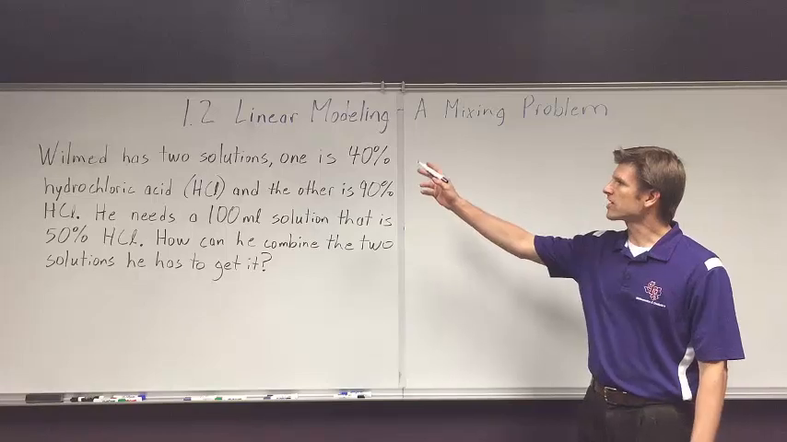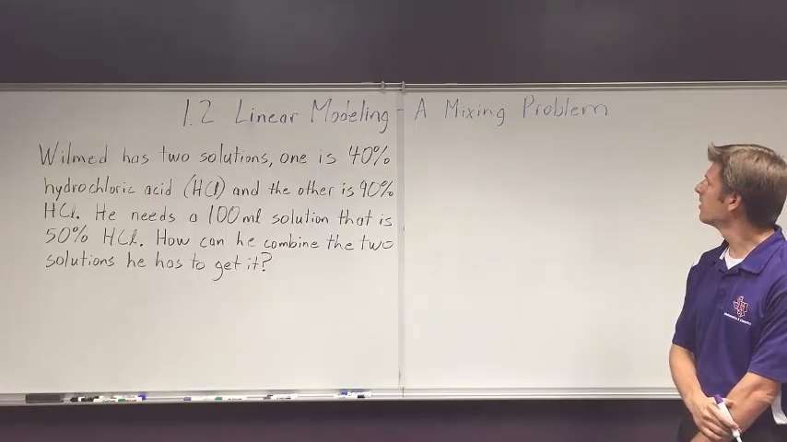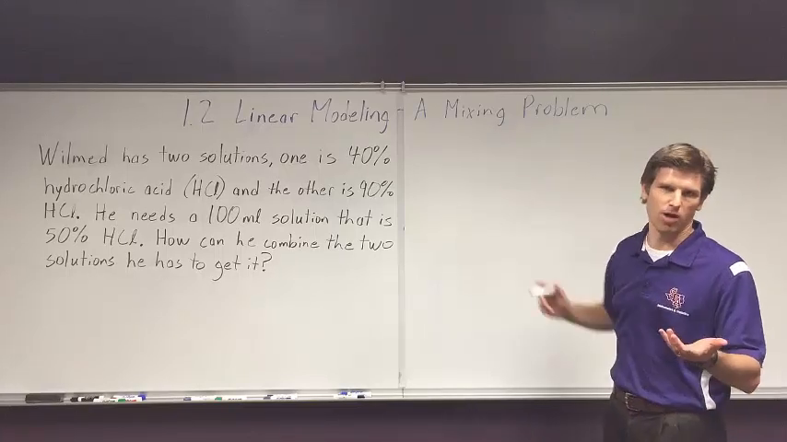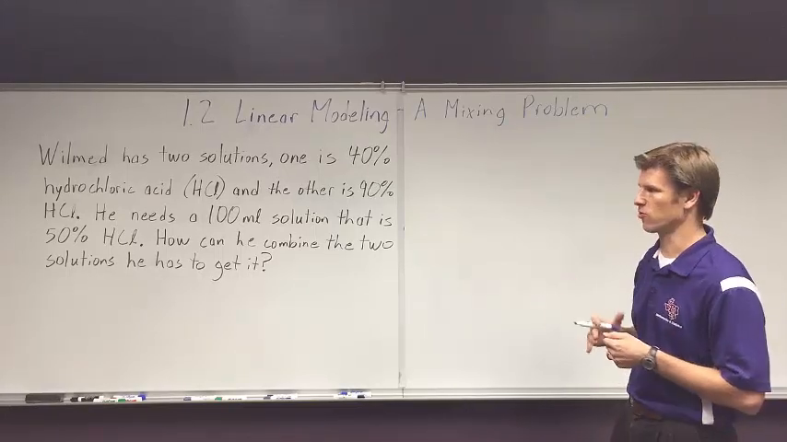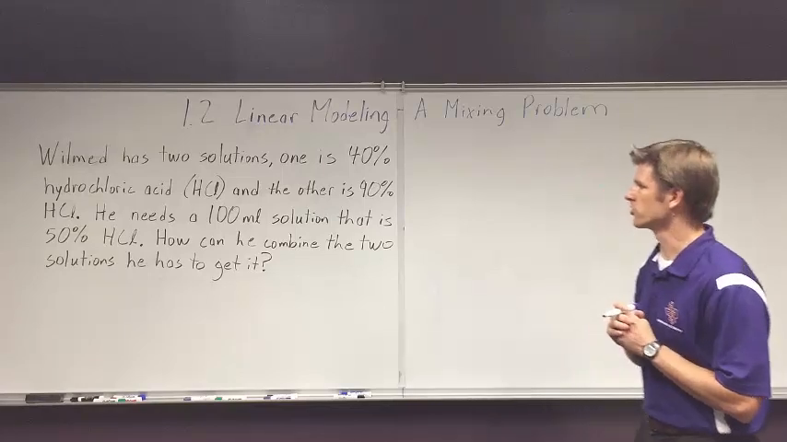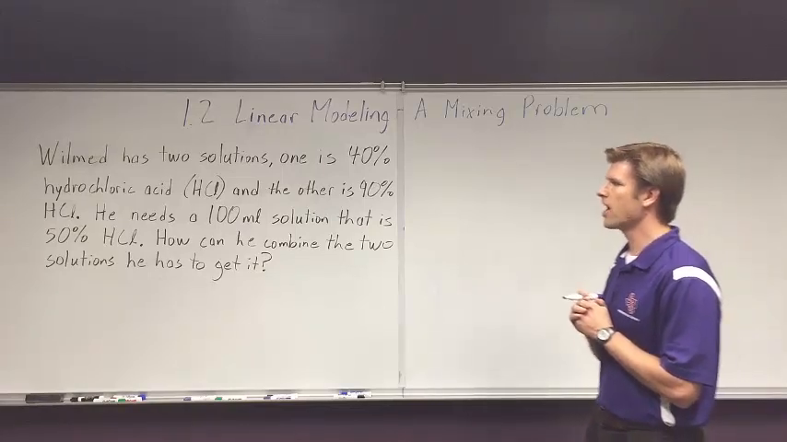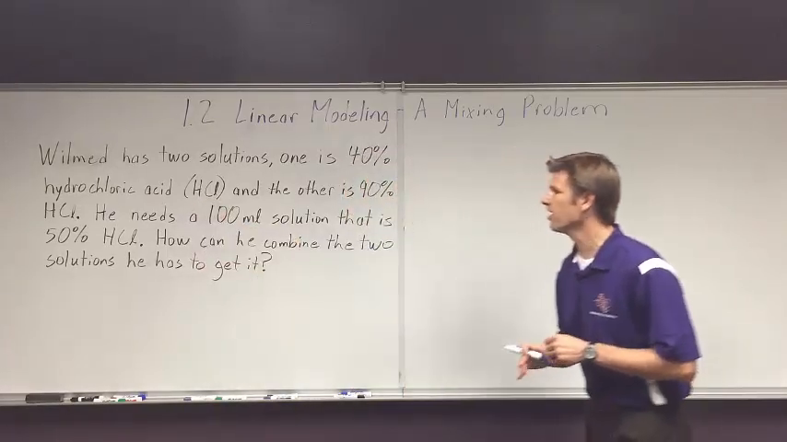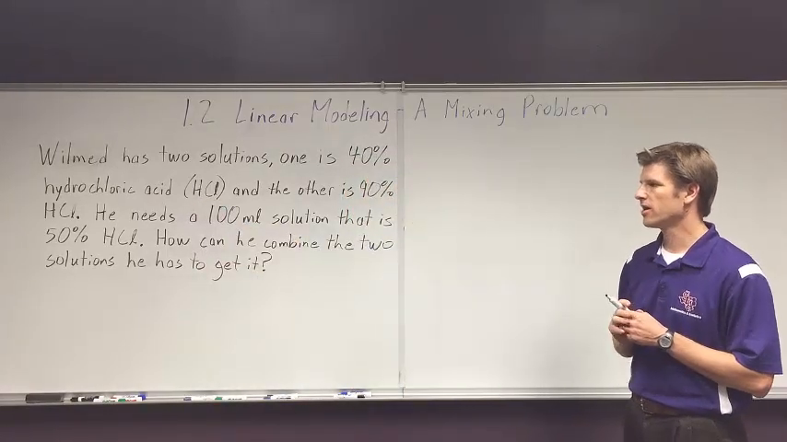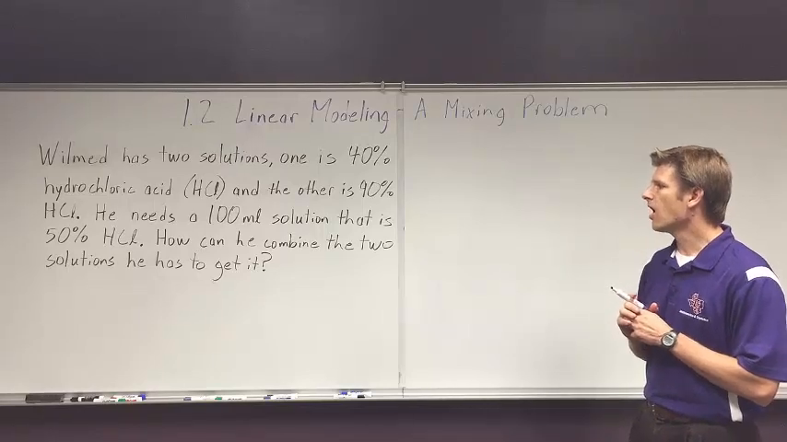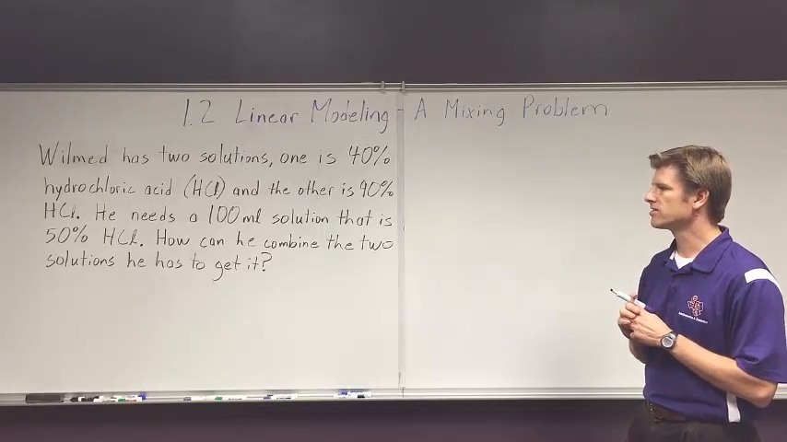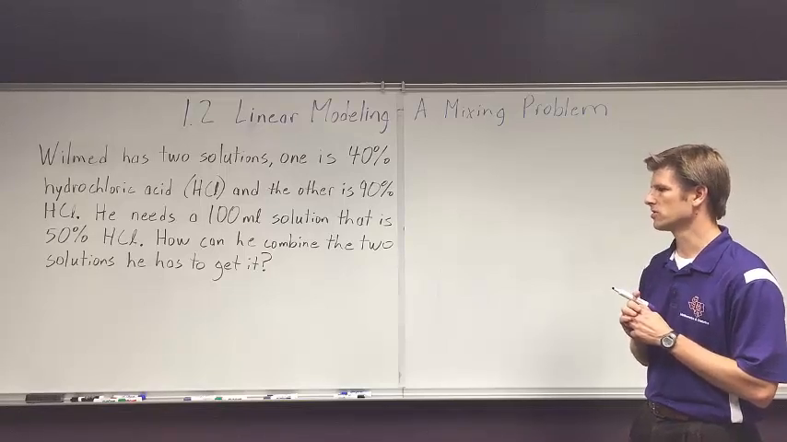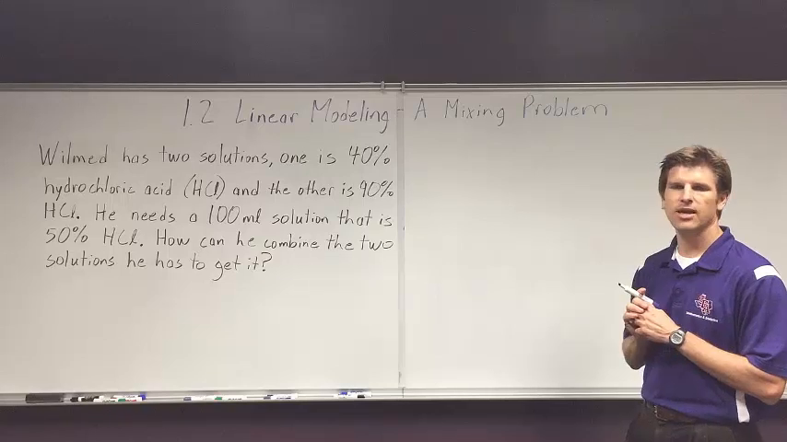Here's a problem from section 1.2, linear modeling, a mixing problem. This is a classic mixing problem. At the end I'll talk about other kinds of mixing problems. Wilmot has two solutions. One is 40% hydrochloric acid, abbreviated HCl, and the other is 90% HCl. He needs a 100 milliliter solution that is 50% HCl. How can he combine the two solutions he has to get it?